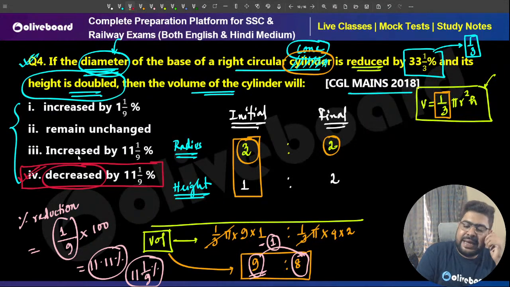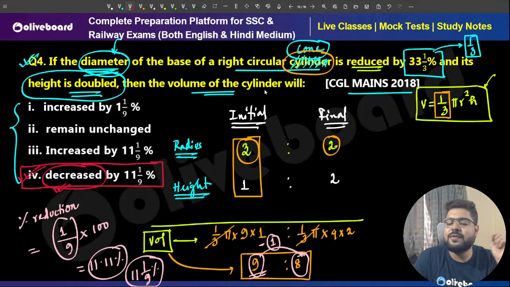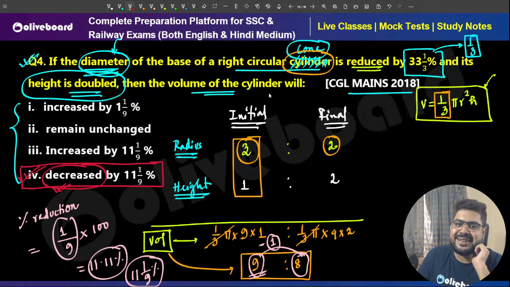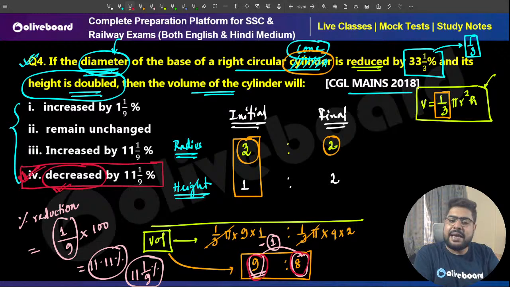Sir, it is decreasing, not increasing. The volume of the cylinder is decreasing, not increasing. From 9 it is getting to 8, it is a decrement. So the answer will be option number 4, not option number 3. Please keep this in mind whenever you are solving the questions.